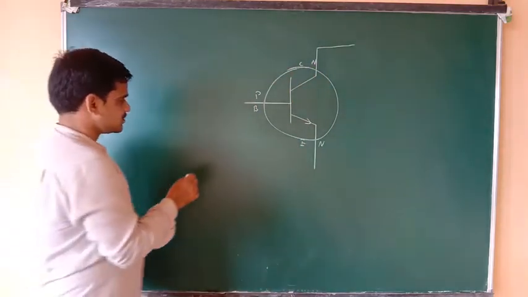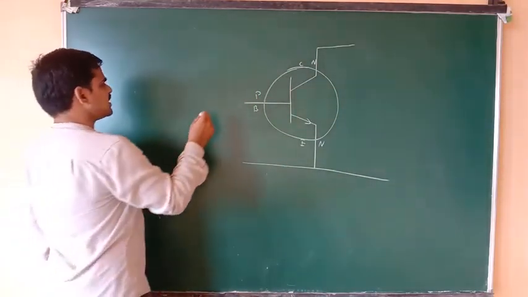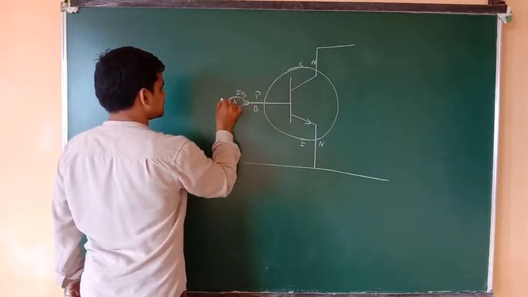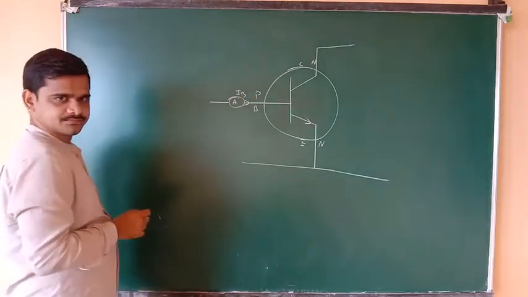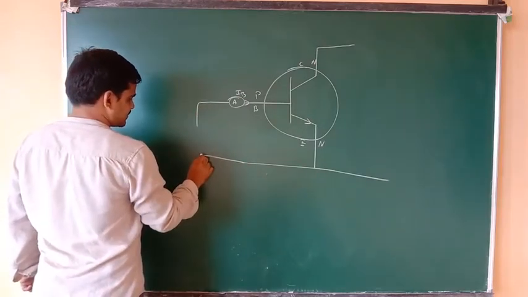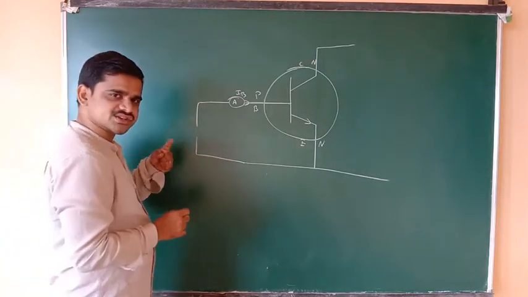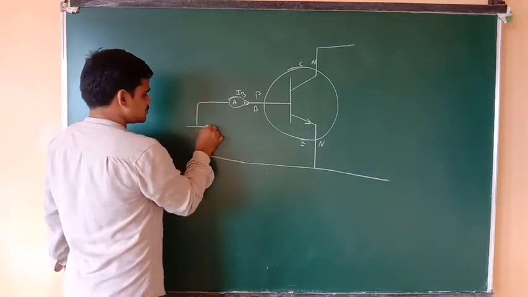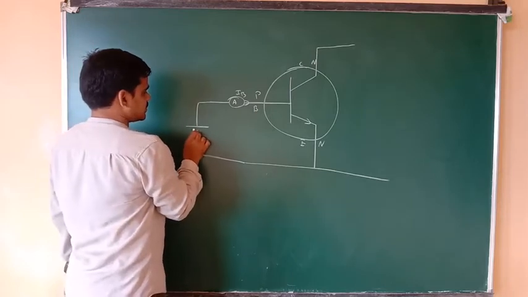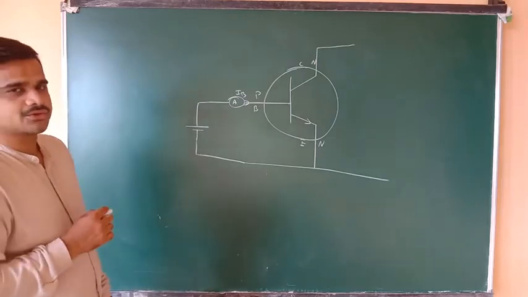Common emitter configuration I am taking here. Here I will have an ammeter which is used for measuring the current through this base, and here I am connecting this to a battery. This is called the emitter junction. Emitter junction should always be in forward bias. So the base, P-type semiconductor, is connected to positive and this is connected to negative. That's what we are going to see.